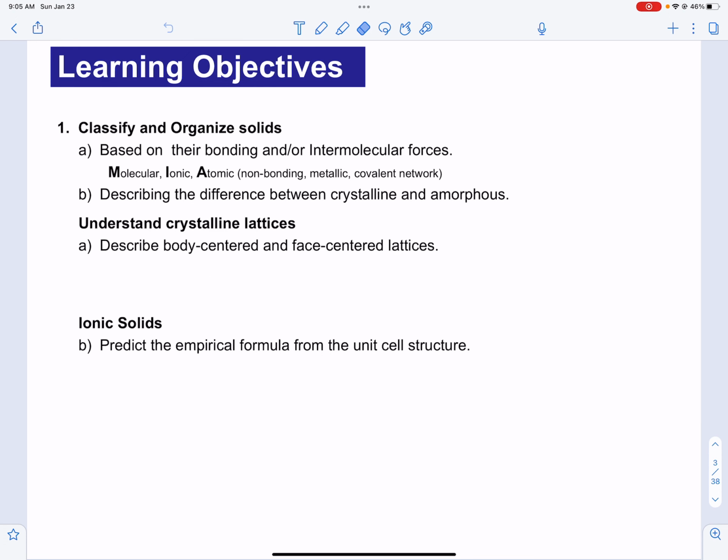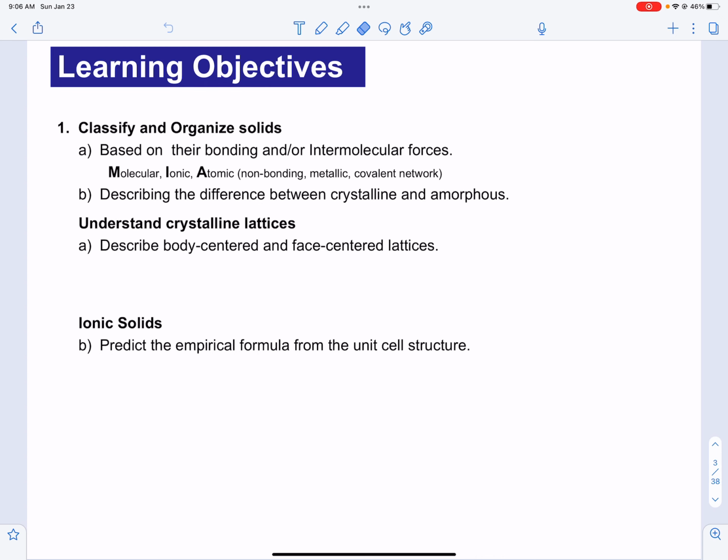That makes sense. Classify and organize solids. So like I told you before, three types: molecular, made out of molecules; ionic, made out of cations and anions; and atomic, just made out of atoms by themselves. And the atomic can be non-bonding. So basically the attraction is dispersion forces, or dipole-dipoles, or hydrogen bonding. Or actually, let me correct myself. If it's atomic, it cannot be a dipole-dipole. Dipole requires a molecule. The metallic, whenever you have a metal from the periodic table, and the covalent network, where you have non-metal elements making a network.